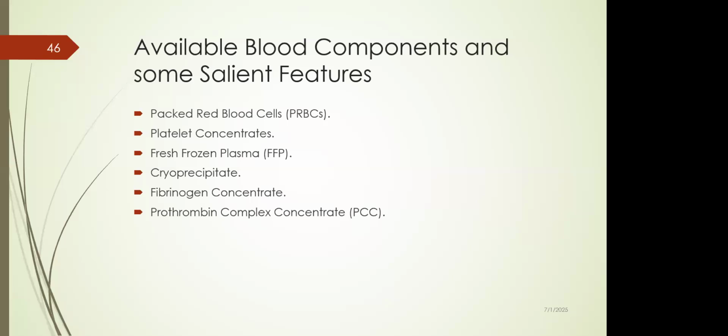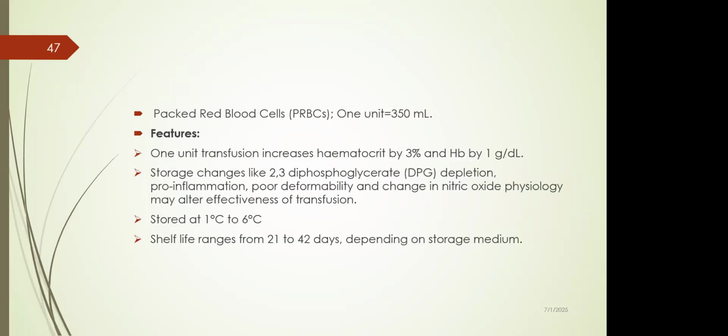Now, there are available blood components that can be used in managing these patients, like the packed red blood cells, the platelet concentrates, fresh frozen plasma, cryoprecipitate, fibrinogen concentrate, and prothrombin complex concentrates. We'll briefly look at some of their salient features as we progress. For the packed red blood cells, a unit is 350 mils.